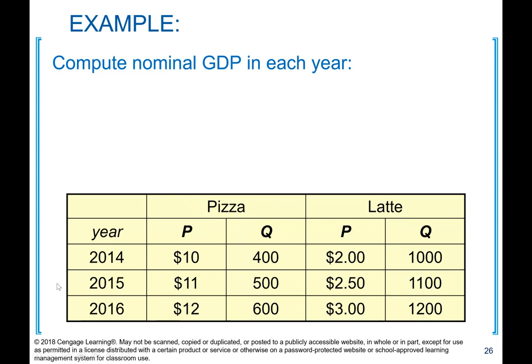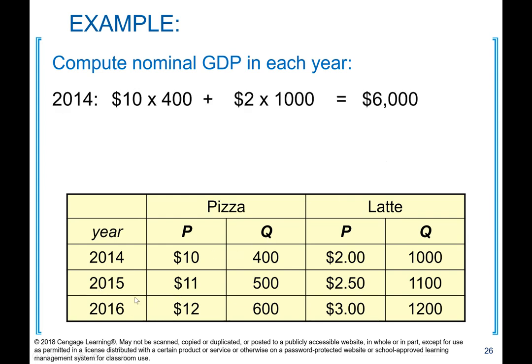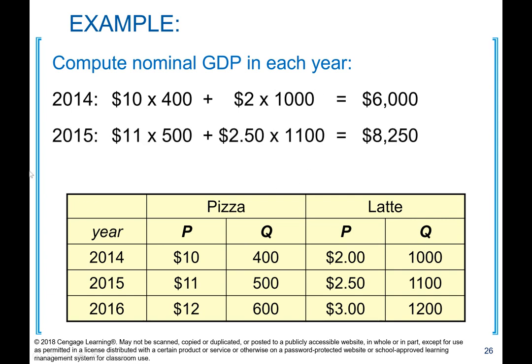Three-year production from 2014, 15, and 16. Compute nominal GDP for each year. Remember, nominal GDP is computing output using current prices. Here, output is pizza and latte. For 2014, it is 10 times 400 plus 2 times 1,000. That is 6,000. For 2015, it is 11 times 500 for pizza plus 2.50 times 1100 for latte.